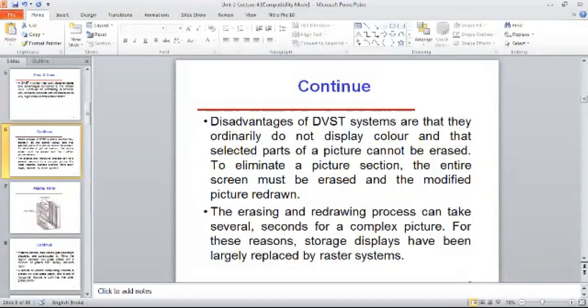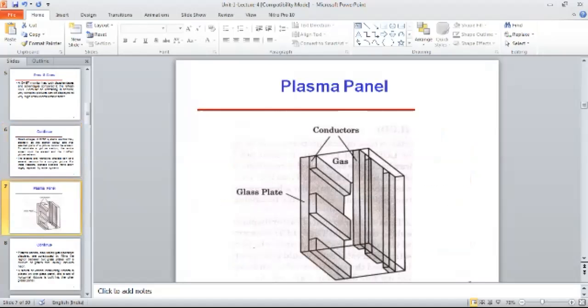Here we have to wait for another load of various images. That is seconds for a complex picture. If the picture is complex, then many seconds are needed, so we have to wait for the another image on the screen. For these reasons, storage displays have been largely replaced by raster systems. So again, due to the various disadvantages, there is a need to change.